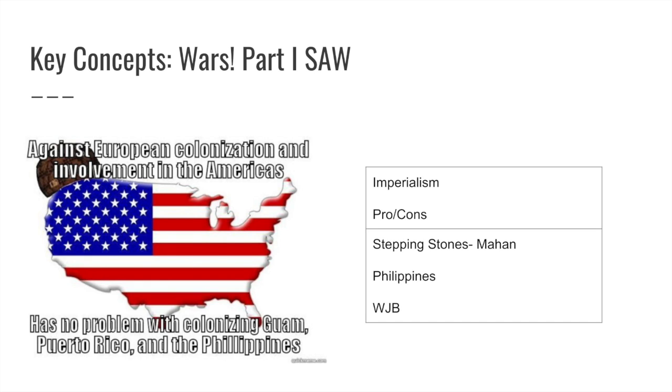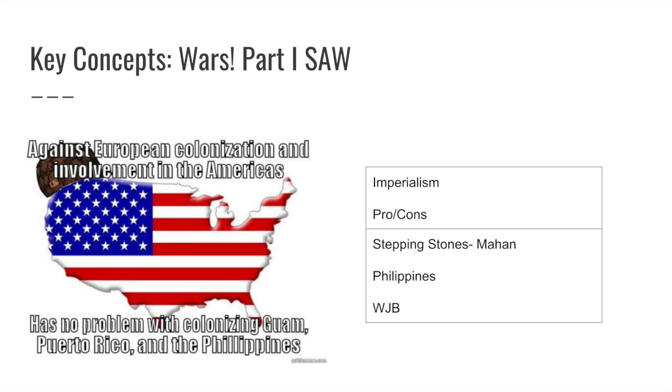Okay, the next key concept is basically we get involved in wars. That increases our role in the world. And I broke this into three parts to cover the major wars of the time. So the first one is the Spanish-American War, which is sort of the birth of new American imperialism.